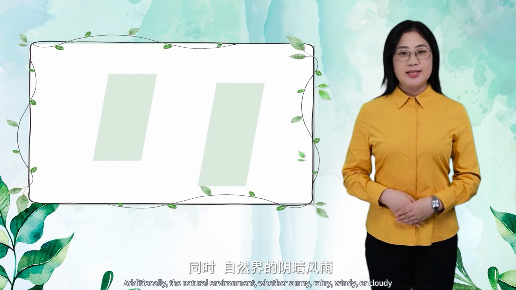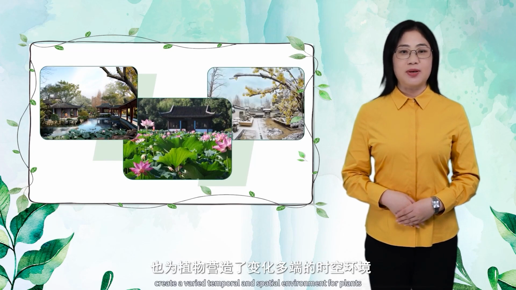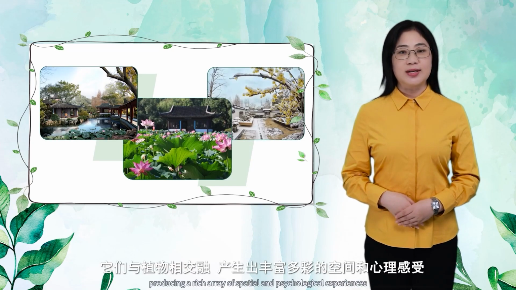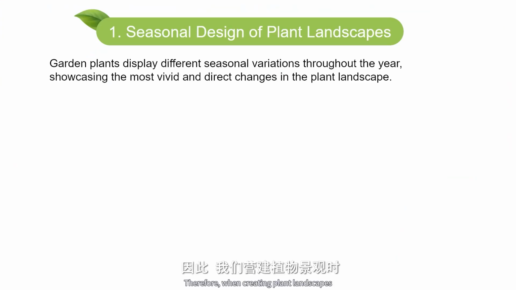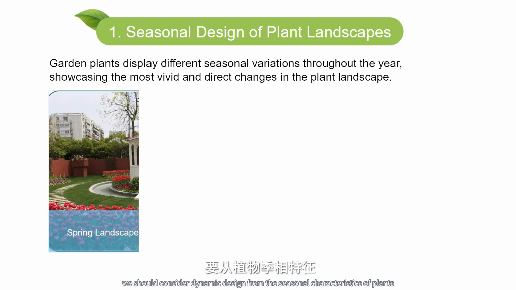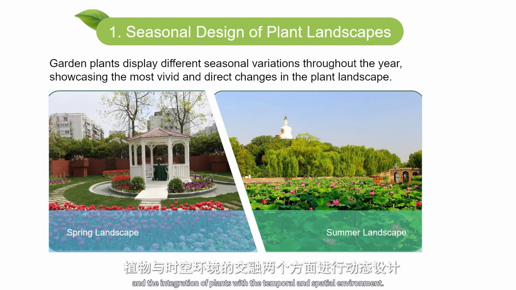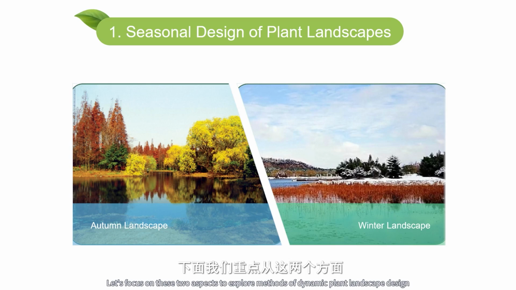Additionally, the natural environment, whether sunny, rainy, windy, or cloudy, creates a very temporal and spatial environment for plants. These elements blend with the plants, producing a rich array of spatial and psychological experiences. Therefore, when creating plant landscapes, you should consider dynamic design from the seasonal characteristics of plants and the integration of plants with the temporal and spatial environment. Let's focus on these two aspects to explore methods of dynamic plant landscape design.